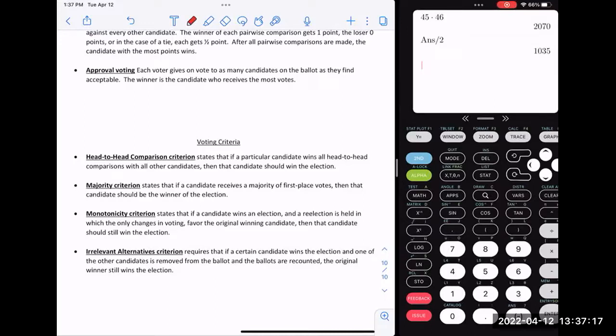The monotonicity criterion states that if a candidate wins an election and a re-election is held in which the only changes in voting favor the original winning candidate, then that candidate should still win. And again, that sounds fair. It sounds like if we have voters change, but they only change to who was winning, that person should still be winning. And if that doesn't happen, it violates this criterion. And then the irrelevant alternatives criterion just requires that if a certain candidate wins the election and then one of the other irrelevant candidates is removed from the ballot, and then you recount the ballots, the original winner should still win. And again, if that doesn't happen, this is violated.